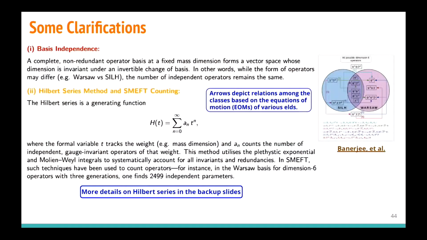They will always be the same, because the operators form a vector space in a specific mass dimension, and it's invariant under an invertible change of basis. So whether we are taking the Warsaw basis or the Silch basis or any other basis, the number of operators would always be the same. If you look into the slides later on, this summarizes the category of operators in the Warsaw basis, and this one does in the Silch basis.